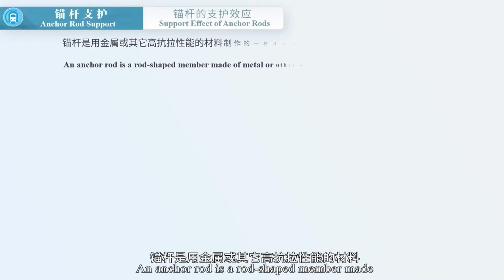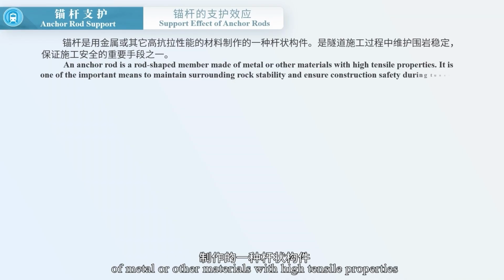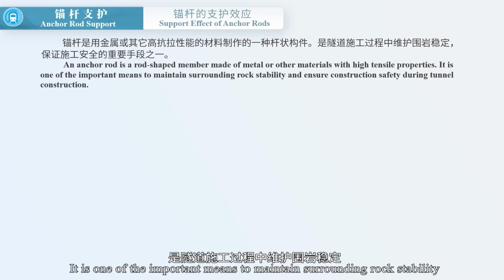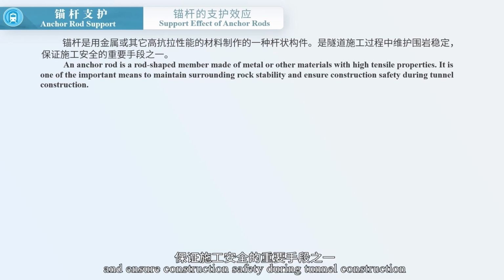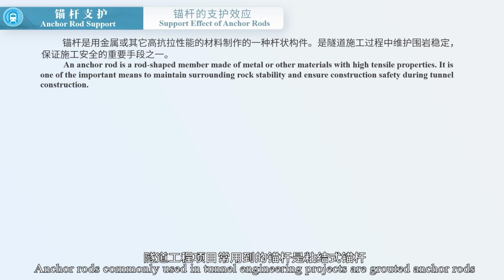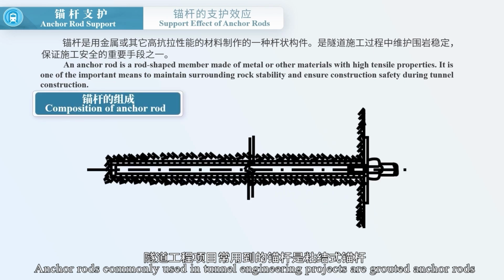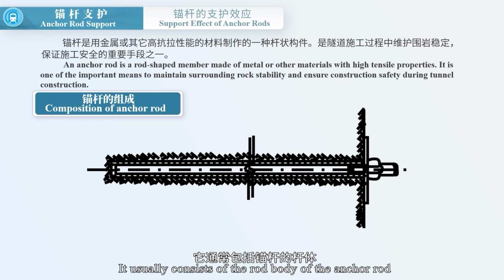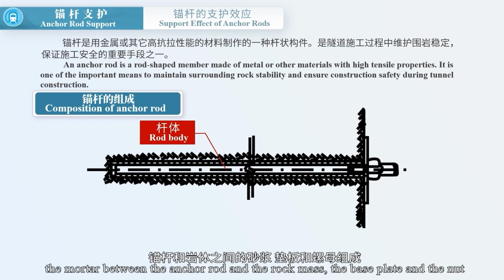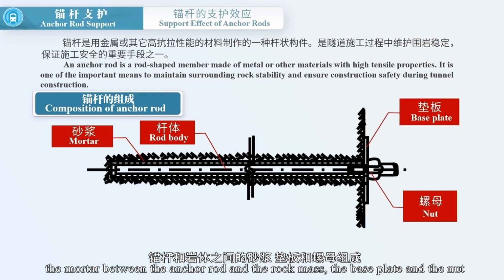An anchor rod is a rod-shaped member made of metal or other materials with high tensile properties. It is one of the important means to maintain surrounding rock stability and ensure construction safety during tunnel construction. Anchor rods commonly used in tunnel engineering projects are grouted anchor rods. It usually consists of the rod body of the anchor rod, the mortar between the anchor rod and the rock mass, the base plate and the nut.